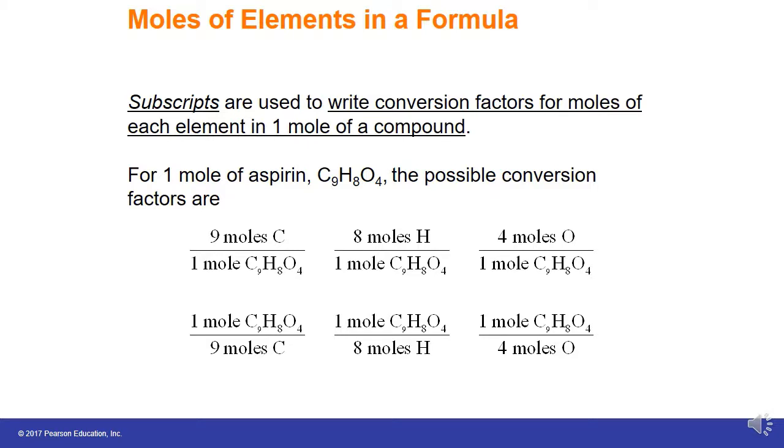Well, for 1 mole of aspirin, we can have many different conversion factors. I can say that for 1 mole, there are 9 moles of carbon, or for 1 mole, there are 8 moles of hydrogen, and there are 4 moles of oxygen per 1 mole. And notice that the conversions are interchangeable depending on what we're looking for. You're going to put the moles of the atom on top if we need to find out the number of moles of the substance. We'll put the number of moles of the substance on top if we're given the number of moles of each atom.